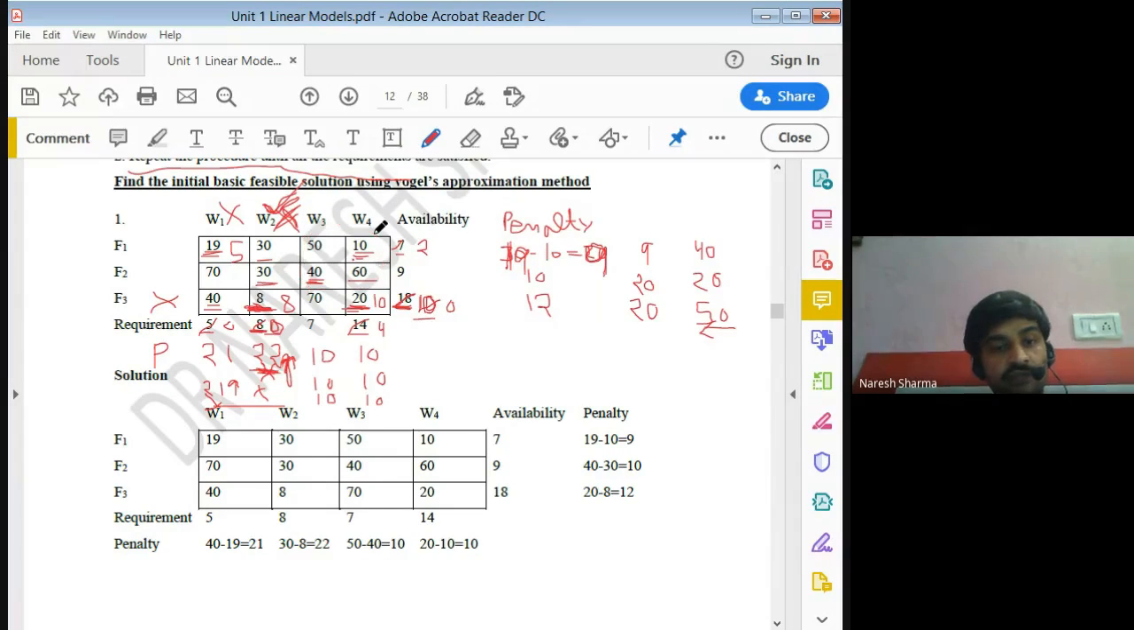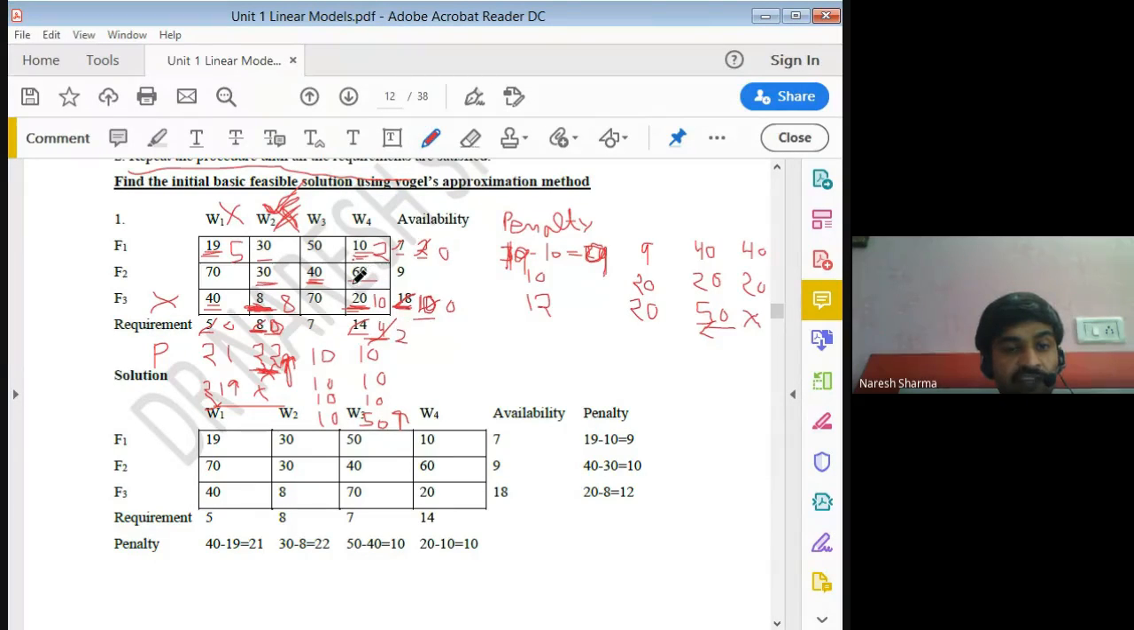So now you can take the difference. 50 minus 10 is 40. 60 minus 40 is 20. This we cross already. So here 50 minus 40 is 10 and 60 minus 10 is 50. So the maximum penalty is this 50. Now the minimum value out of this 10 and 60 is 10. So we check here, the requirement is 4, availability is 2, minimum is 2. So we write 2 here. This becomes 0. This becomes 2.